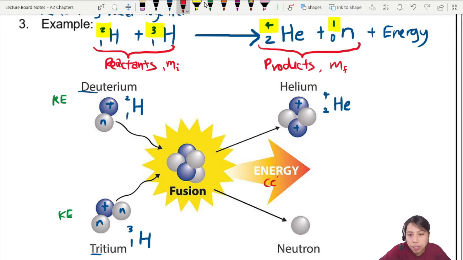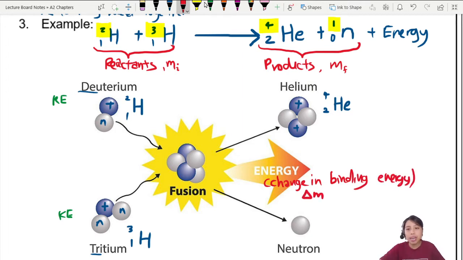Let's make a note here. Change in binding energy, which can also be calculated from the mass defect of all your products. Here is a certain mass, here is a certain mass. The missing mass all becomes energy, all released. That is how you can think of fusion.